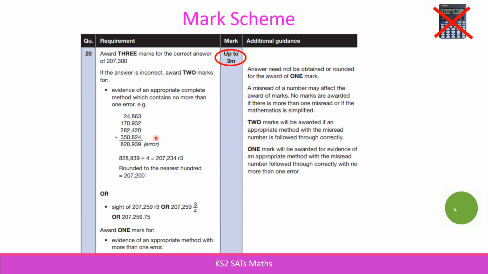So 1 for doing the adding, 1 for doing the dividing, and then 1 for the rounding. So you can get up to 2 method marks for doing any part of it correctly, but your final mark to get the full 3 marks, you needed to get the answer fully correct.